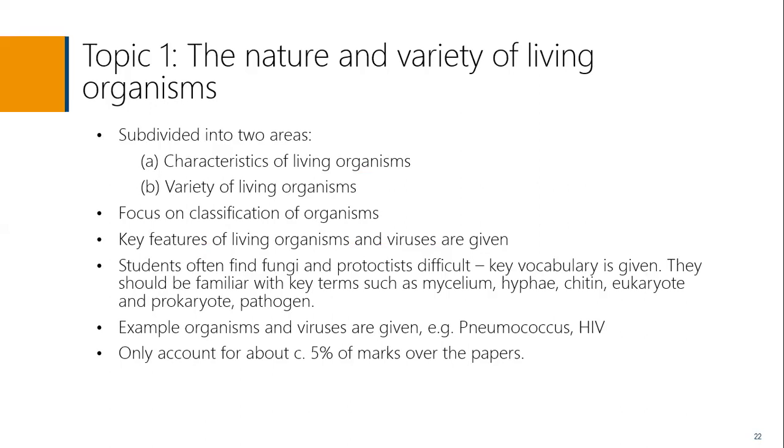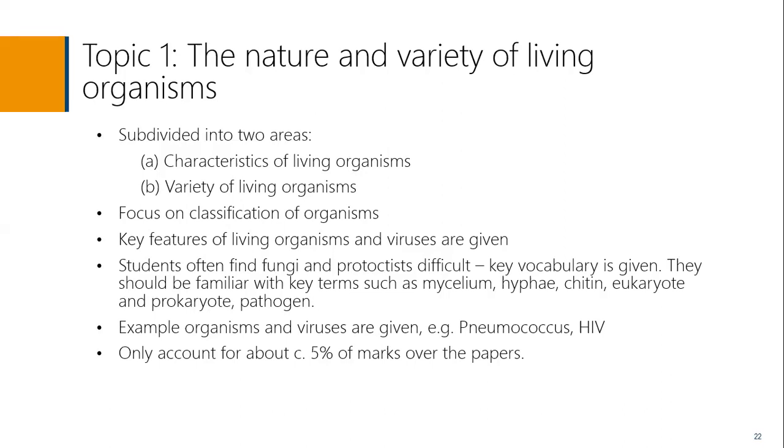So topic 1 is the nature and variety of living organisms. If you look at the specification, it looks to be a very big section, but there's a lot of detail given. There's not actually a large number of questions on the paper. There's lots of key vocabulary given in the specification and examples are given. So it isn't a bigger topic than the other topics. It just takes up quite a lot of space in the specification.